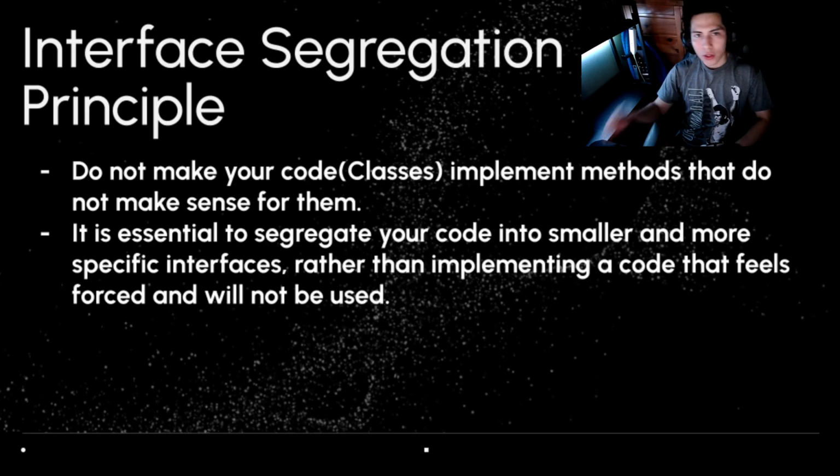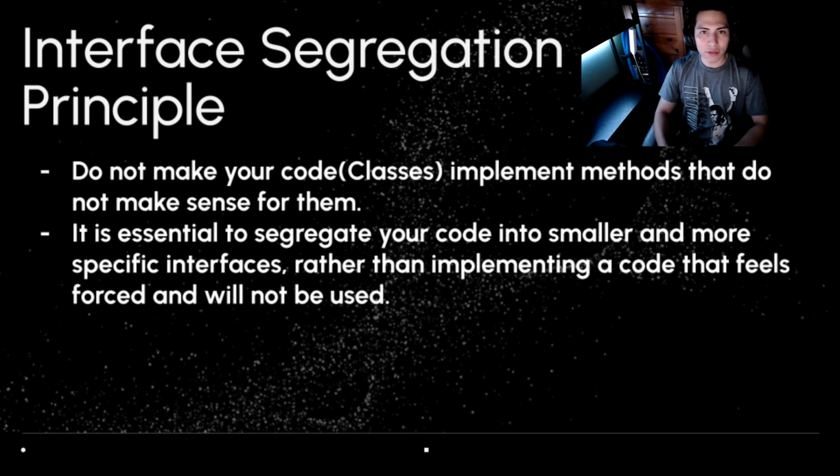All right, so for our next principle, it's going to be the interface segregation principle. This principle just states that you shouldn't make your code, for example classes, implement methods that do not make sense for them. So it is essential to segregate code into smaller and more specific interfaces, rather than just implementing the code. And like the previous principle, don't try to make it feel forced. Just try to segregate whatever makes sense together.